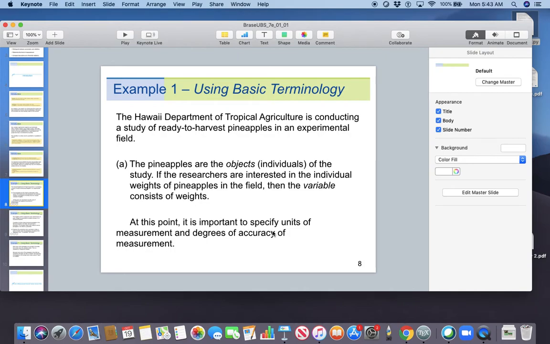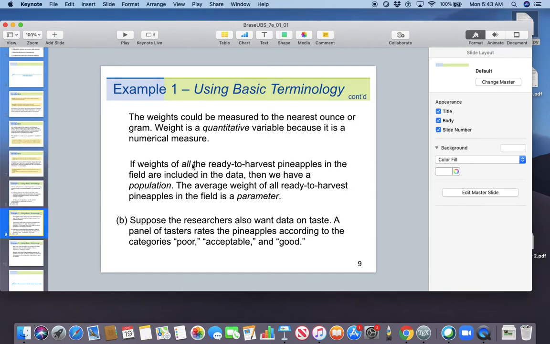At this point, it is important to specify units of measurement and degrees of accuracy. Units means, for weight, are you measuring in kilograms, grams, pounds, ounces, and so on and so forth? Those are units. Degrees of accuracy, that is how much error you allow. Okay, the weights could be measured to the nearest ounce or gram. Weight is a quantitative variable because it is a numerical measure. You know, to add, average, and so on.